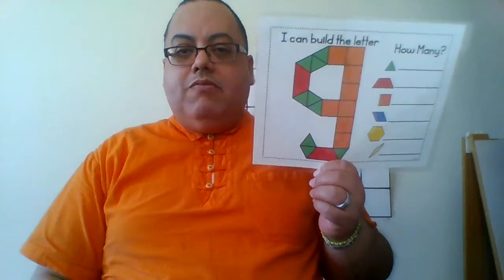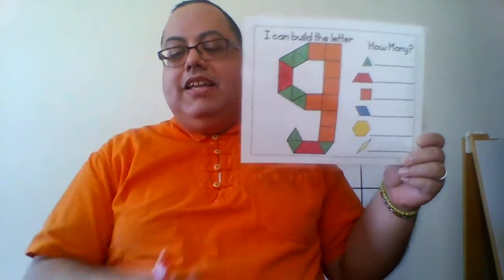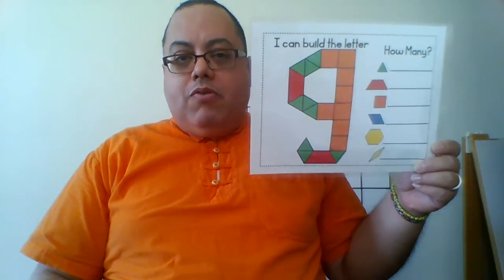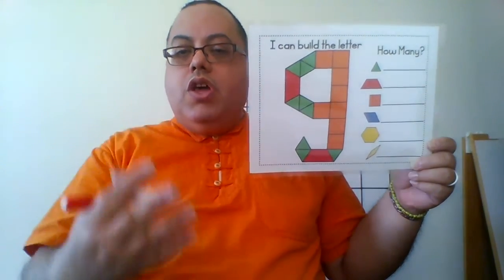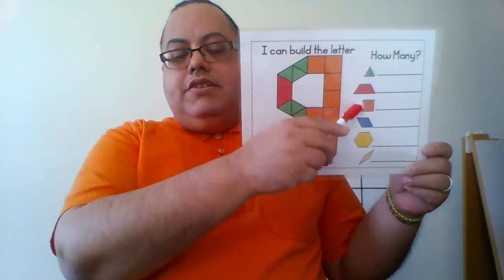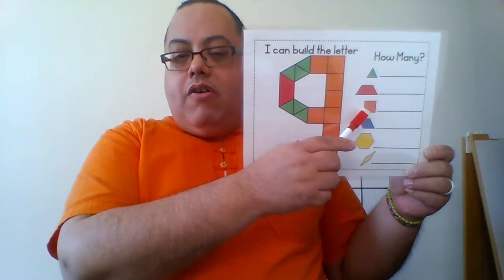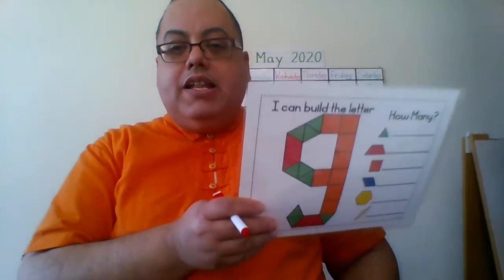Pattern blocks is important because you're going to be using it for math when you get to kindergarten, first and second, and probably third grade. Okay? And what's really important about it is that you know these shapes. This is a green triangle, a red trapezoid, an orange square, a blue rhombus, a yellow hexagon, and a beige rhombus as well. Now, there are other shapes, but not in the pattern blocks.